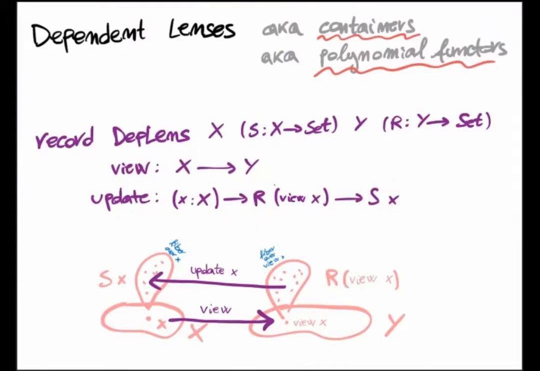So we can picture a lens in this fashion. The view is going in this direction from x to y, and then the update is actually a family of maps indexed by x, which to each fiber over y gives us a function in the other direction.